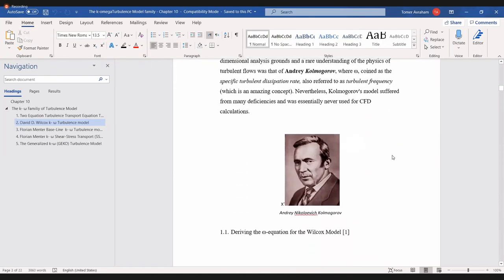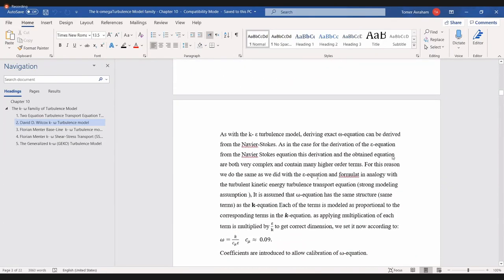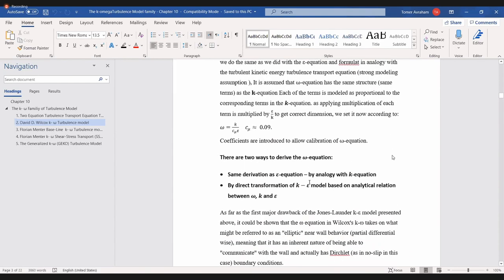Here I add a little bit about Kolmogorov. Okay. So we're talking 1980. That's like 40 years ago. I mean, that's what we are doing with simulation right now.